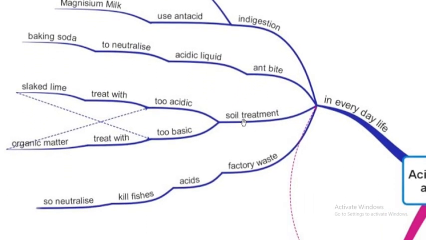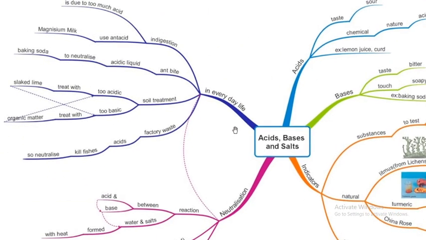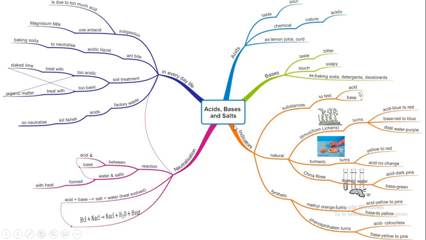And in soil treatment also, if the soil is acidic, then they spray bases like slaked lime, which is calcium oxide or calcium hydroxide. And if the soil is basic, then they treat it with organic matter which releases some acids into the soil, so that the soil will be neutralized. In this way, the neutralization process is used in many ways in our daily life. So based upon these concepts, now we are going to see some practice sheets. Let us see the questions.